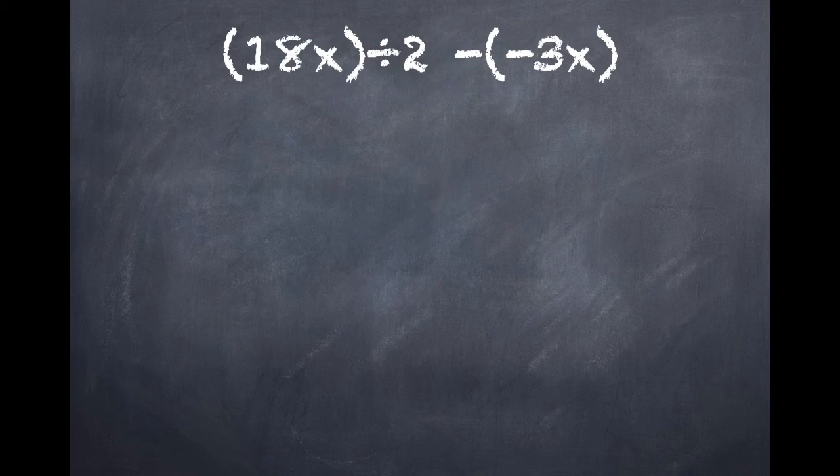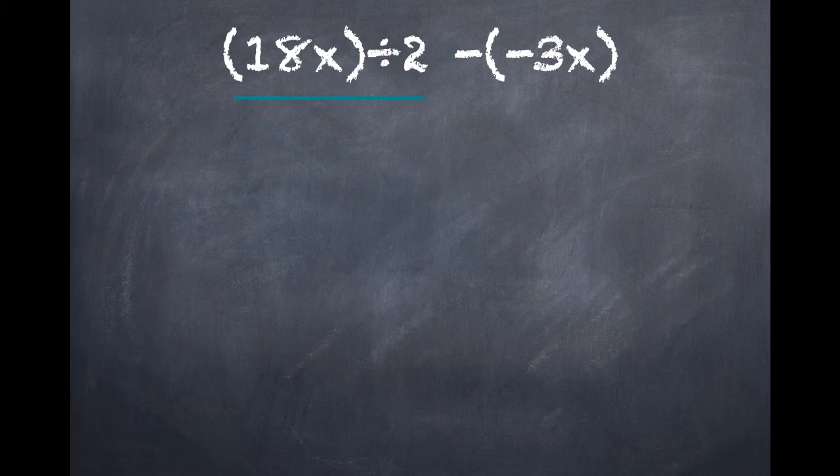So now we're going to take a look at a few more examples just to make sure we get the hang of it. So our next unsimplified expression is open bracket 18x close bracket divided by 2 minus open bracket negative 3x close bracket. Okay, so our first step is going to be dividing the 18x by 2. Since we have brackets and according to PEMDAS, we always have to solve what is in the brackets first. The reason we are dividing the 18x by 2 is because the 2 is attached to the brackets.